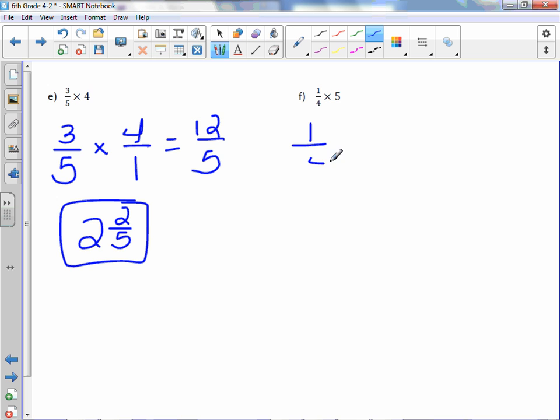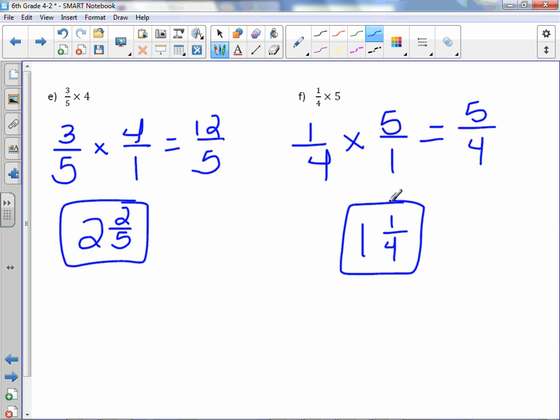Letter F. 1/4 times 5 over 1. 1 times 5 is 5. 4 times 1 is 4. Again, 4 does not go into 5 evenly, so change it to a mixed number. 4 goes into 5 once, with 1 remainder. 4 being our denominator, so 1 1/4.